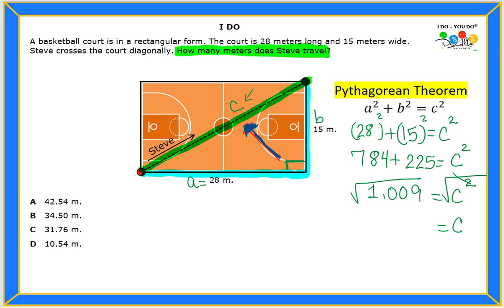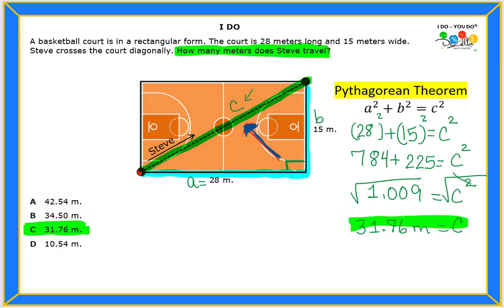31.76. Since I'm using meters for units, my answer will be 31.76 meters. And that will be the distance that Steve travels from one corner of the court to the other side of the basketball court. Notice how 31.76 is slightly higher than 28, because we agree that the hypotenuse, which is C, is always going to be the longest side. So my answer for this will be letter C.